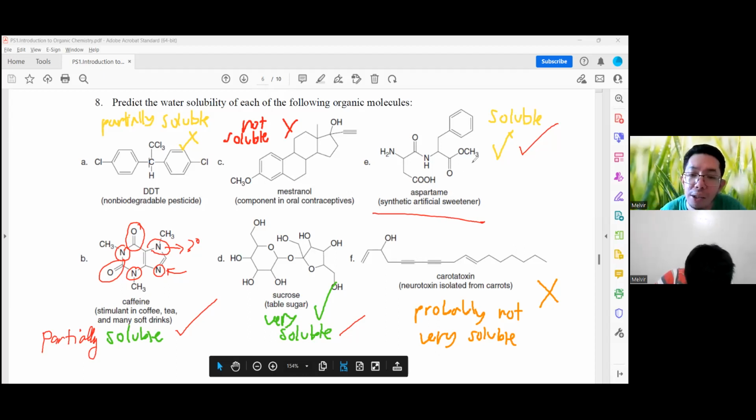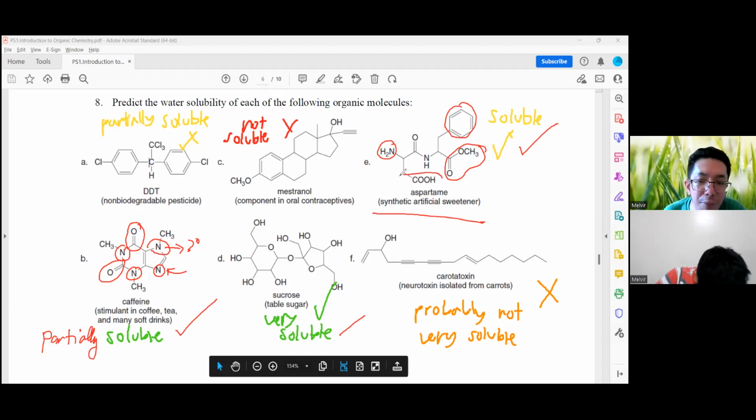Okay, good. May ester ka. Okay, good. May amine ka. Ano pang functionalities? So kahit may phenyl ring ka na non-polar, you still have a lot of polar functionalities such as ester, amine, meron ka pa, very important, na nag-hydrogen bonding.